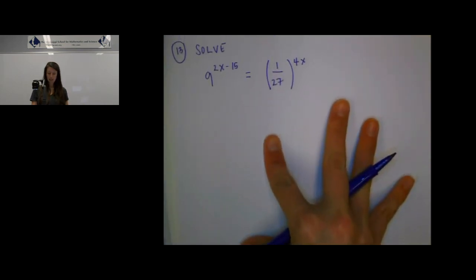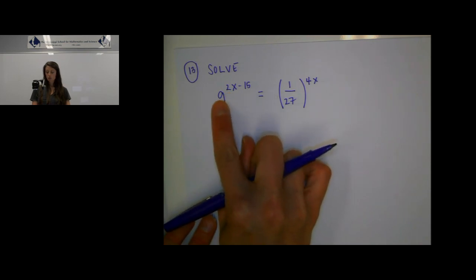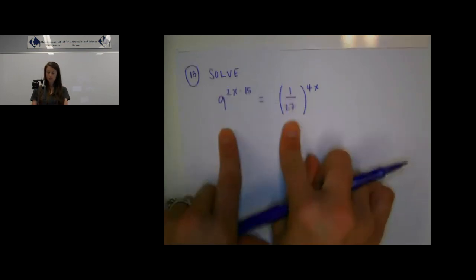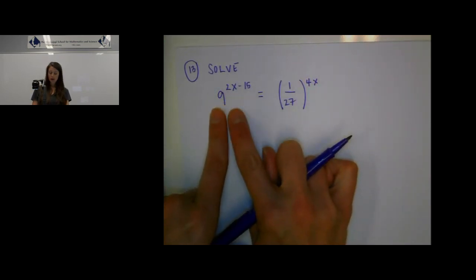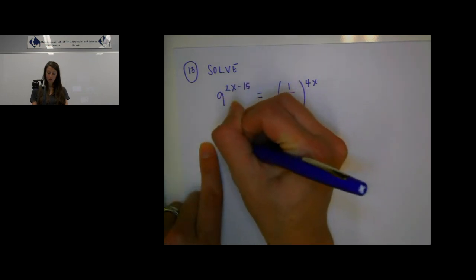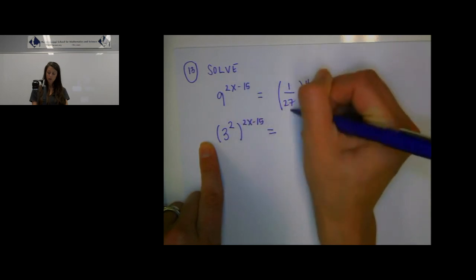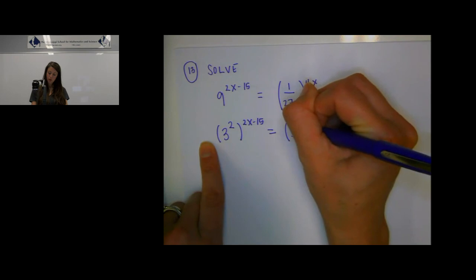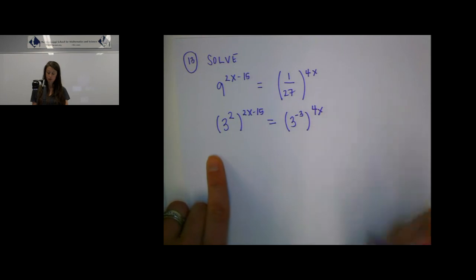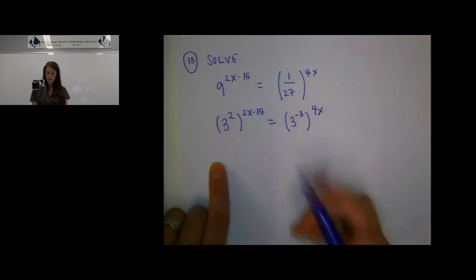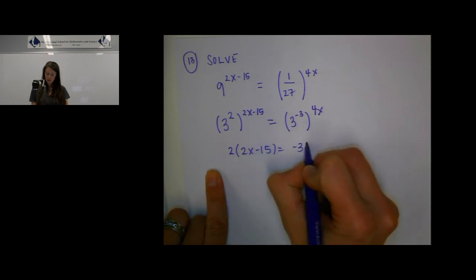Okay, last one for today, and then we'll do the same thing tomorrow. So number 13. So these are exponentials, so if I could rewrite these as the same base, then I could set my exponents equal to each other. So remember, 9 is the same thing as saying 3 squared, right? To the 2x minus 15. 1 over 27 is the same thing as saying 3 to the negative 3rd power, times 4x there. So now we can remove that. So we're going to have 2 times 2x minus 15 is equal to negative 3 times 4x.